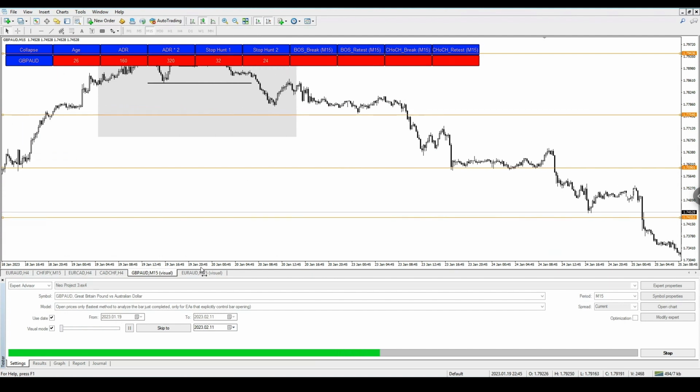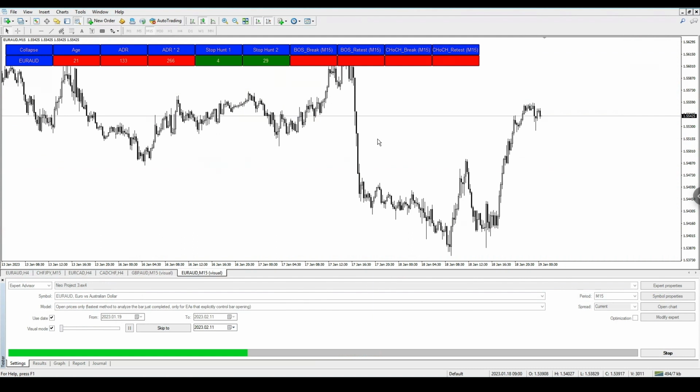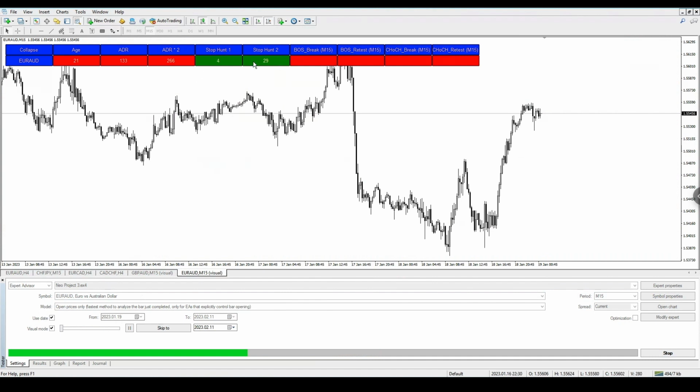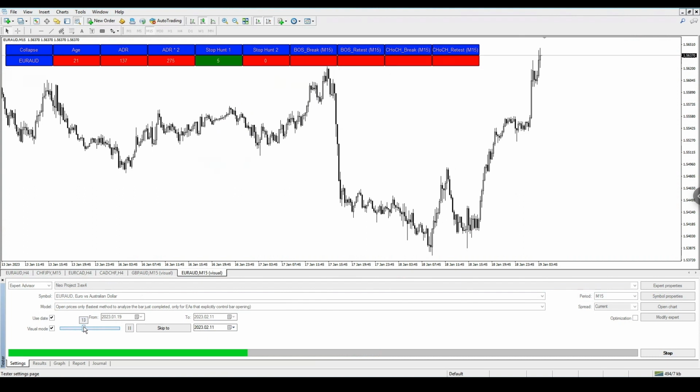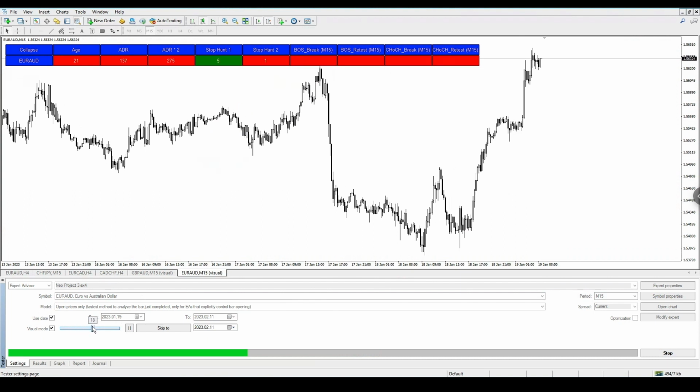Now let's head over to Euro AUD. So again, we are on Euro AUD, and now you can see how the trade setup isn't exactly in our favor just yet. We can see here stop hunt 1 and stop hunt 2 are both bullish at the moment. We can see that the age/trend is bearish. So it's 21 days ago it actually started to sell from, and we're just going to move this forward just so we can start to see what happens here.